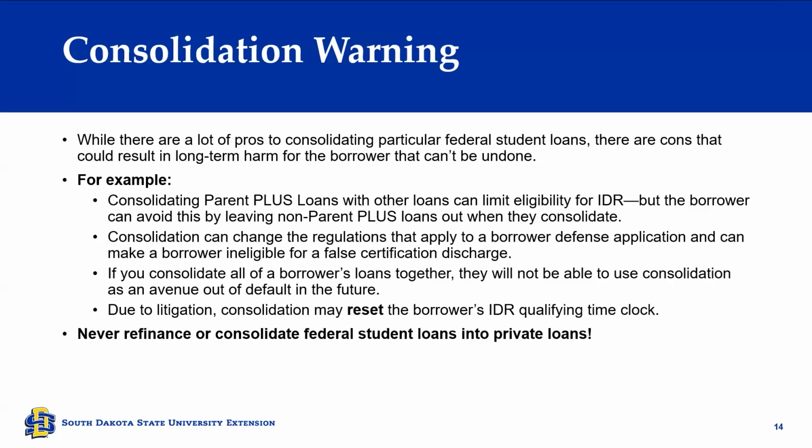Consolidation can change the regulations that apply to a borrower's defense application and can make a borrower ineligible for a false certification discharge. If you consolidate all of the borrower's loans together, they will not be able to use consolidation as an avenue to get out of default in the future. And as I've already mentioned, due to litigation, it may reset the borrower's income-driven repayment plan qualifying time clock.